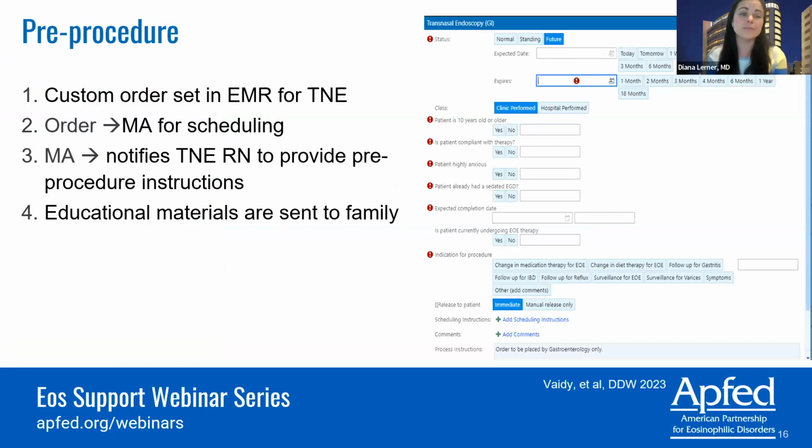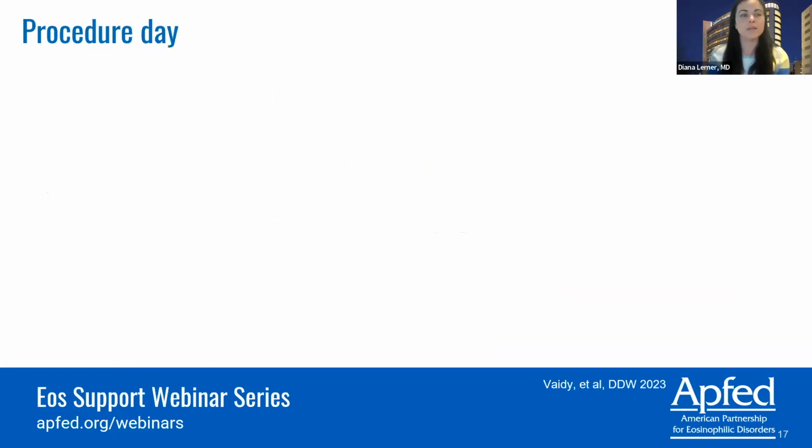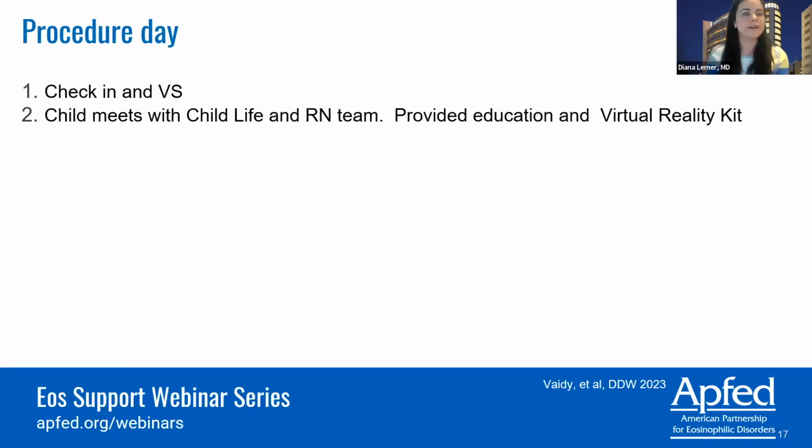And then we had a system built out where once the order is placed, the order goes to the MA for scheduling, who then notifies the T&E nurse lead to provide pre-procedure instructions and education to the family. So it's really an automated system. Once the education is sent to the family, they get to ask questions. We can definitely call them, but generally they're pretty good with the nurse education. On the day of the procedure, they check in and get a vital sign. Then they meet with our child life and nursing team again, who provide further education in the virtual reality kit.